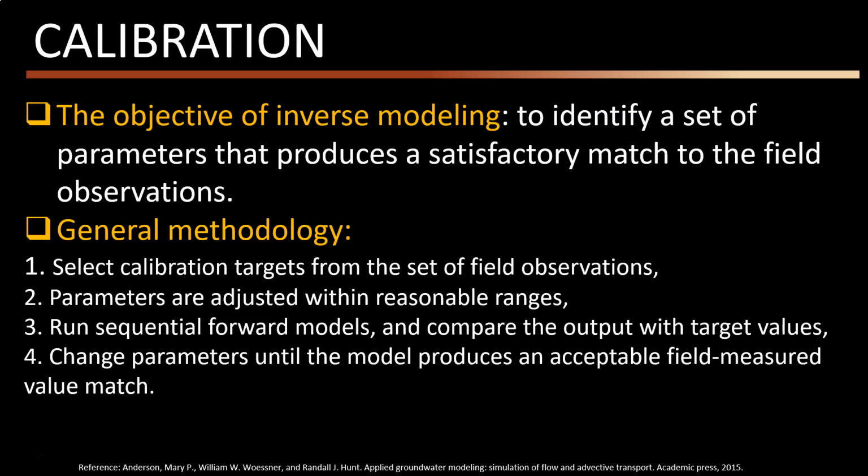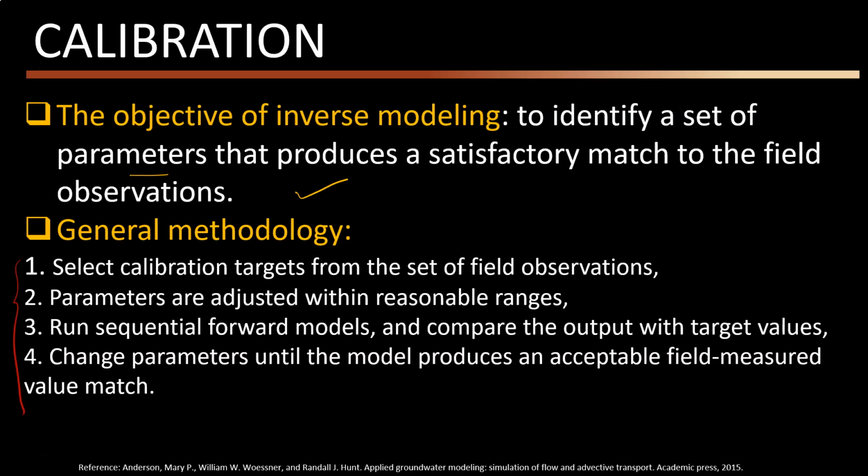So this process in inverse modeling is called calibration, and the objective of calibration is to identify a set of parameters that produces a satisfactory match to the field observations. To do that, the procedure is almost the same. These are the main steps that you take to inversely model your system.